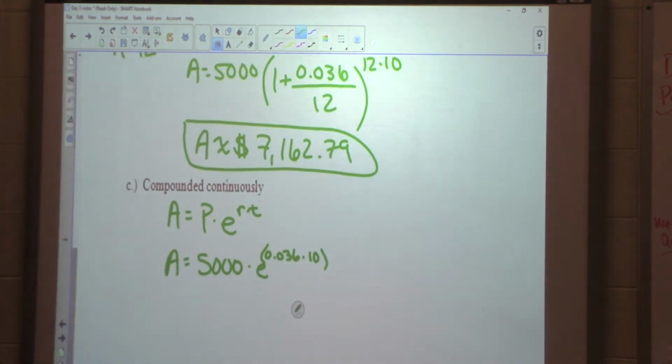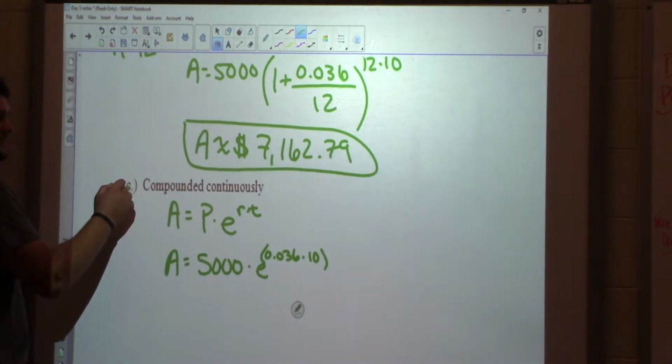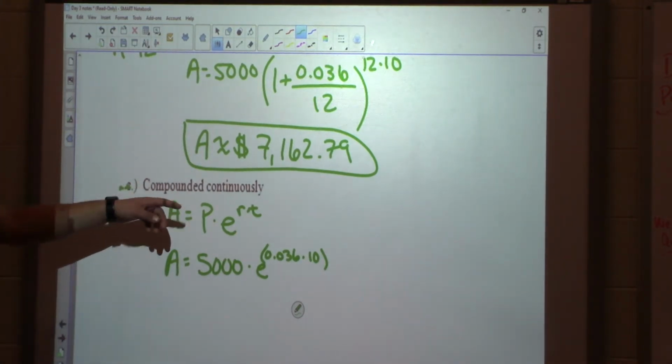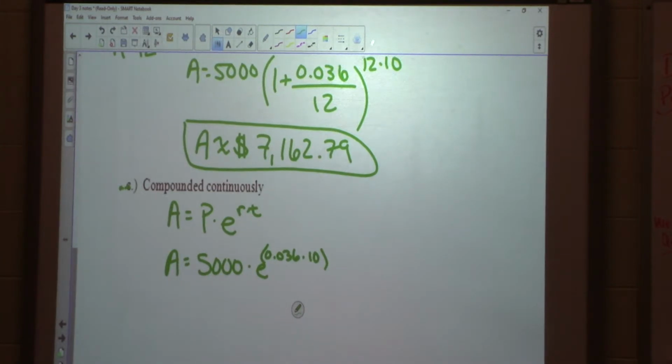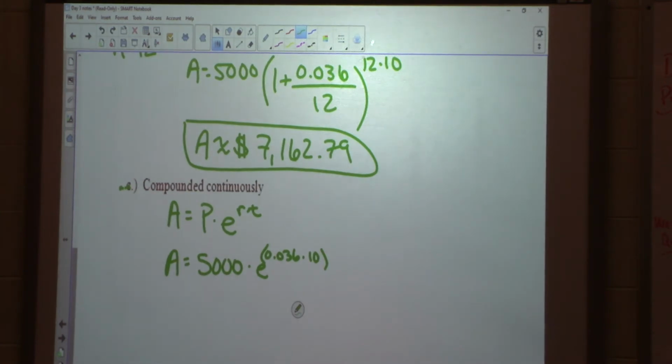And if you have an older calculator, I may put my exponent in parentheses. We're plugging it into that new formula we were given. Anytime it says compounded continuously, we need to use this new formula, because that just continuously compounds it for us. It doesn't worry about how many times we compounded it in the year. It just keeps going and going and going.